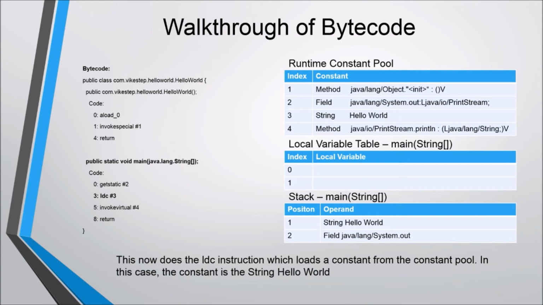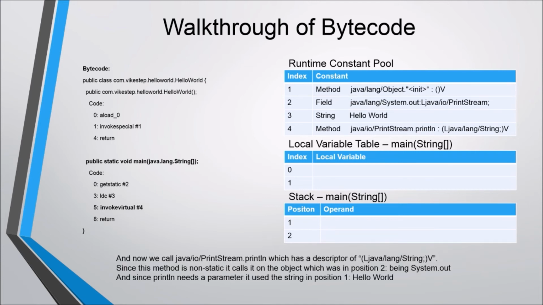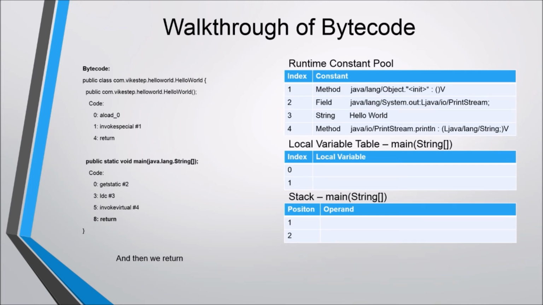Then we load the constant from position 3, which is the string hello world. This is the parameter for println, which we'll be calling. And then next, we invoke the method println. As you can see in position 4 in the constant pool, you'll see the method java/io/PrintStream.println, and that is the method which is being called on the System.out, and the parameter being passed is hello world. And at this stage, you'll see in your prompt or terminal, whatever the command line is, hello world printed out. And then we return because, again, this is a void method.